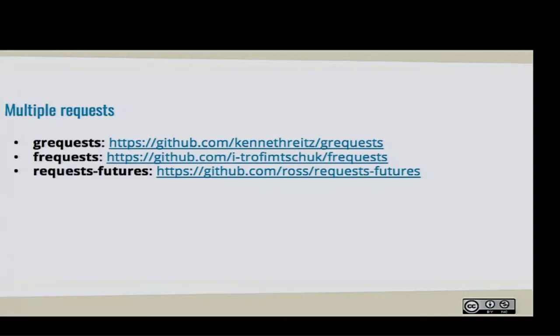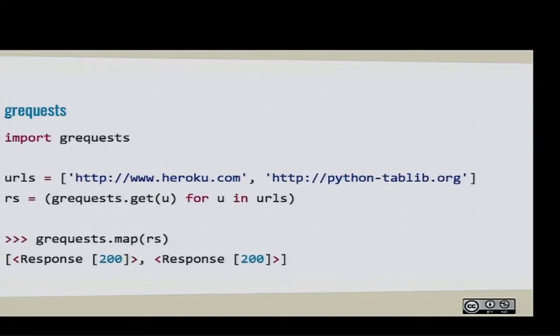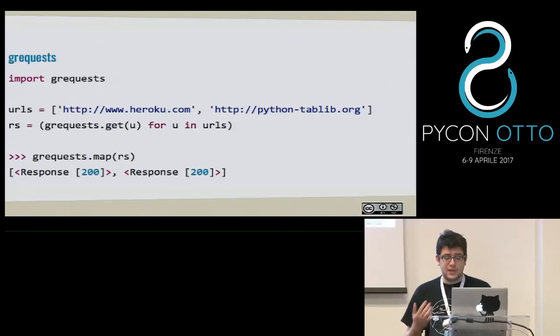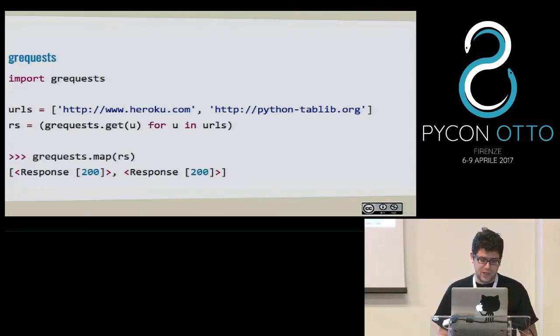Let's see a very simple example with the gRequest. With gRequest, you just import the library. You define, for example, a couple of URLs. Then you map these URLs in the request. And then you finally execute the map. The map basically will execute all the gets on all the URLs that have been defined before, and you will get back a list of responses. So, in case you have the necessity to perform multiple requests at the same time and wait back for the responses, this is the library you can use.